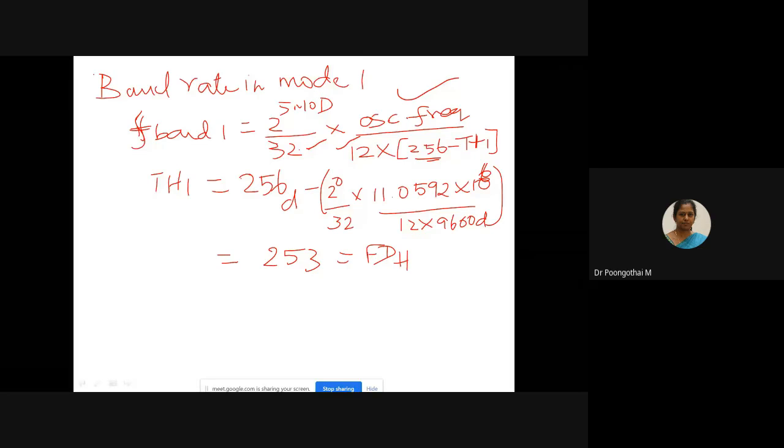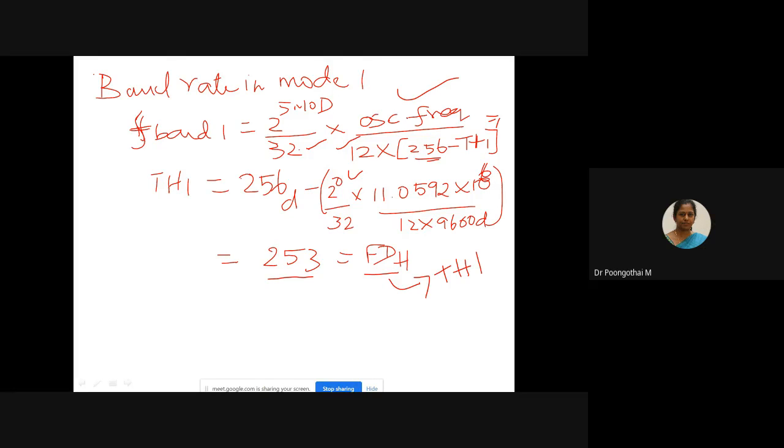And using this formula, we have to identify the initial value of your timer. So TH1 is equal to 256 minus, where SMOD has the default value 0, 2 power 0 divided by 32 into oscillator frequency divided by 12 into 9600. So the value is 253, that is FD, which should be loaded into TH1.